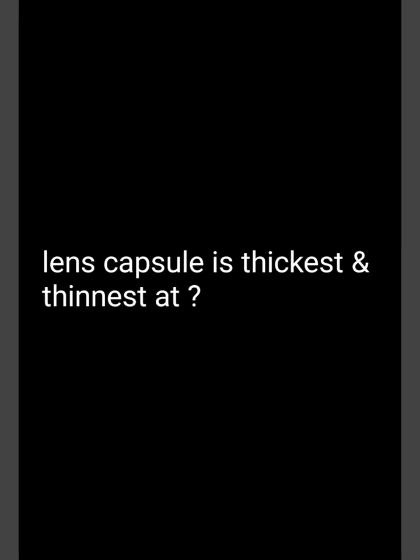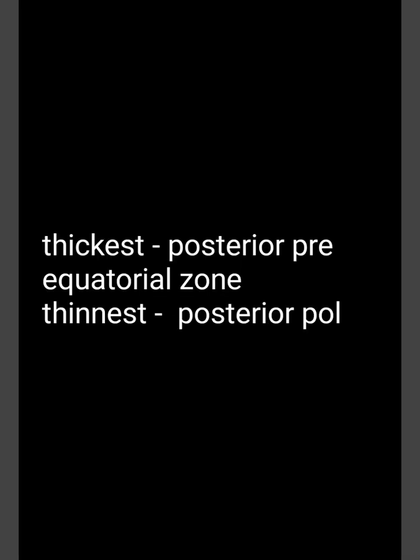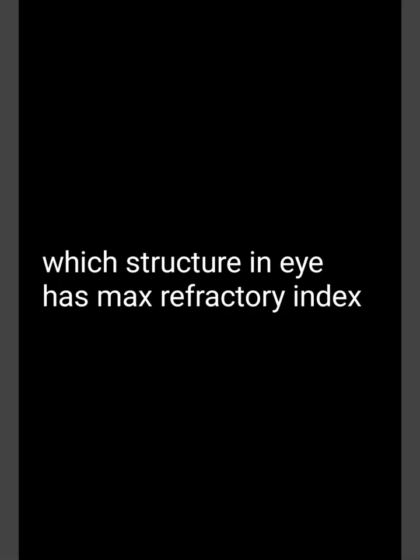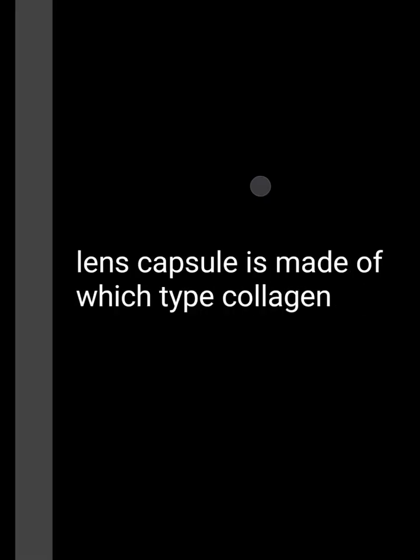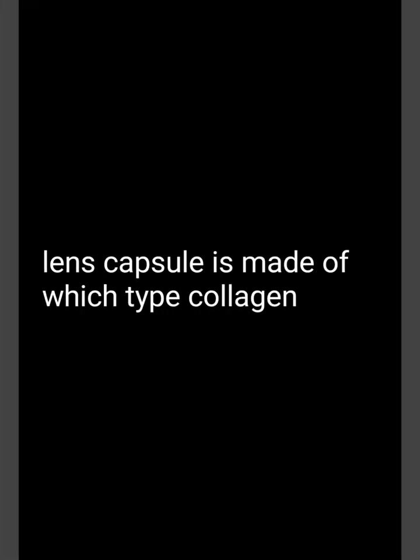Lens capsule is thickest and thinnest at? Thickest: posterior pre-equatorial zone. Thinnest: posterior pole. Which structure in eye has max refractive index? Lens at center, 1.4. Lens capsule is made of which type of collagen? Type 4.